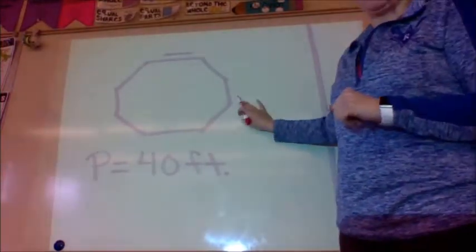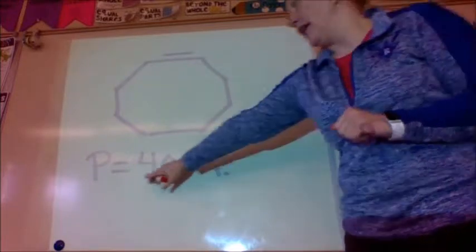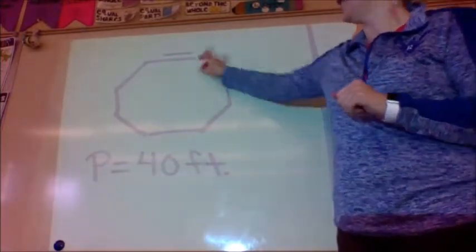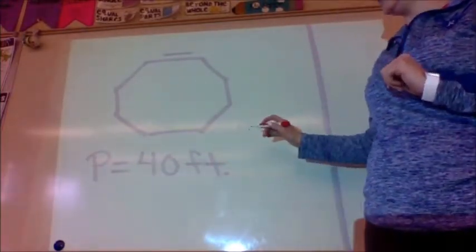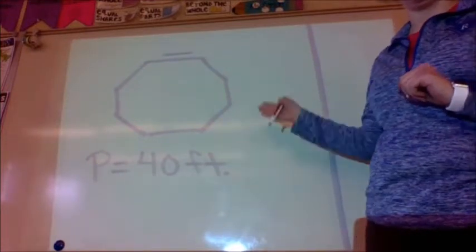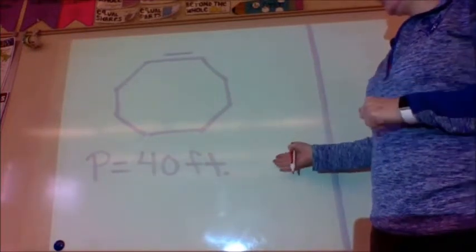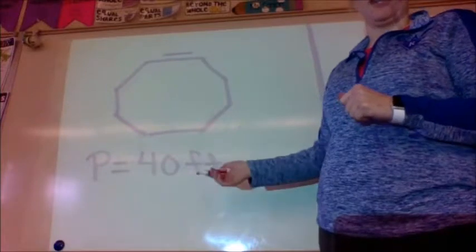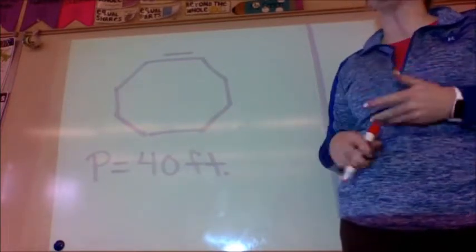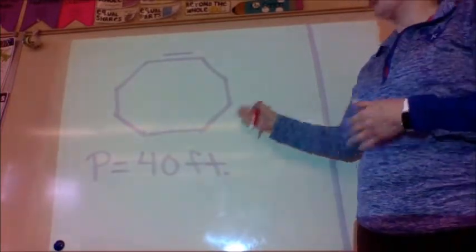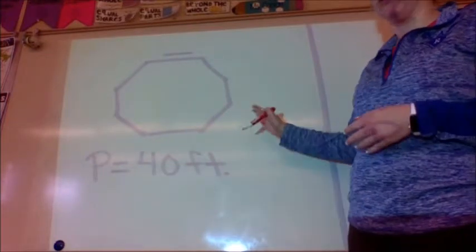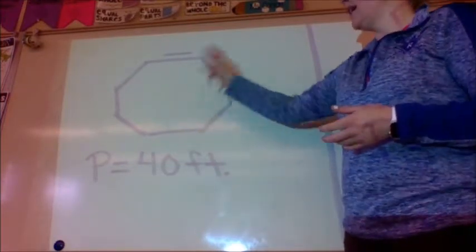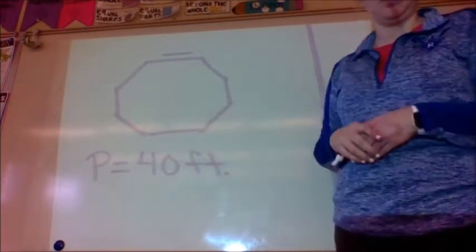Alright, the next one I'm going to show you is when students are, again, given the perimeter, and they're given a shape. However, with this shape, they're not given the side length for any of them. And we talked about when they're not given the side length for any side of the shape, we need to go ahead and assume that all of the sides are equal. That this is a regular, in this case, hexagon, and that all 8 sides will be equal.